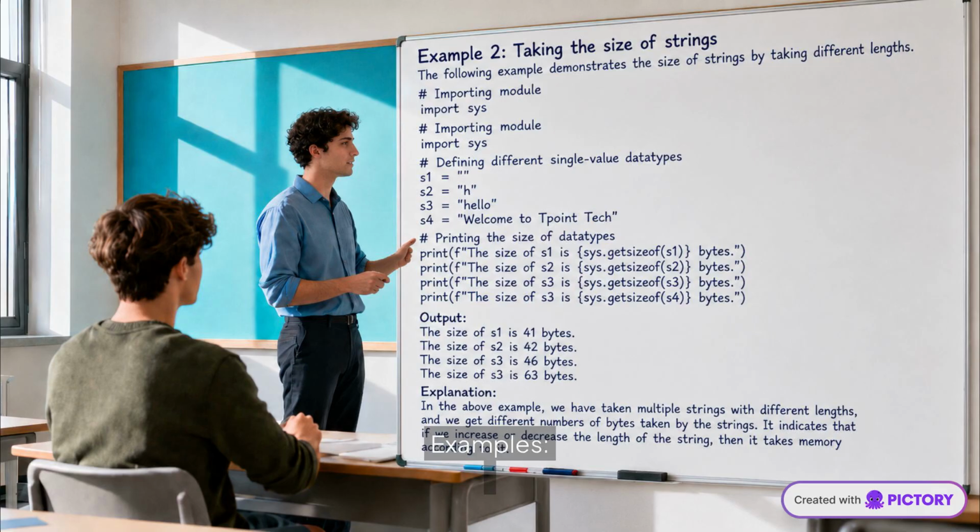Example 2. Using two or more curly braces and objects. The following example demonstrates how to use two or more curly braces and objects in a string. Define variables or Python objects: name equals "world", lang equals "Python". Concatenated string: print("Hello, {name}. This is {lang}".format(name=name, lang=lang)). Output. Hello world. This is Python. Explanation. The above example shows how to concatenate multiple objects with a string by using multiple curly braces.